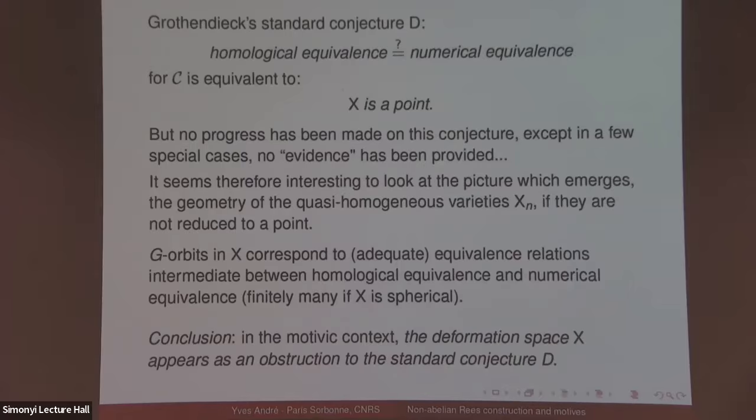The homological equivalence is the same as numerical equivalence, because it's finer a priori. And for our category of motives cut out by I, this conjecture is just equivalent to saying that X is a point. X is our deformation space, given by the Rivoal-Sullivan construction.